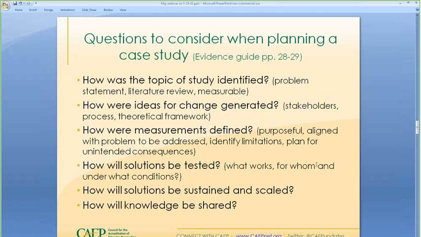So these are questions that you should consider if you're planning a case study. And as you know, for those of you that are hosting your visits in fall 2016 or later, at least through 2017, plans and progress on those plans can be submitted as part of your case study, as part of your self-study. So these are some questions to consider.